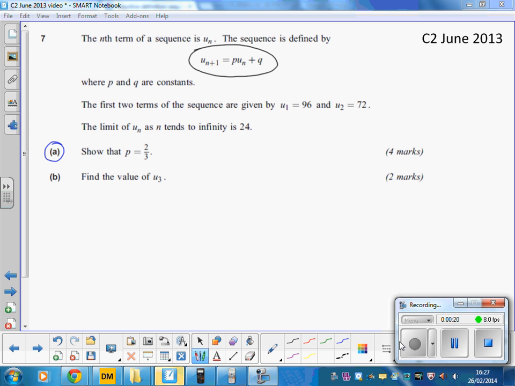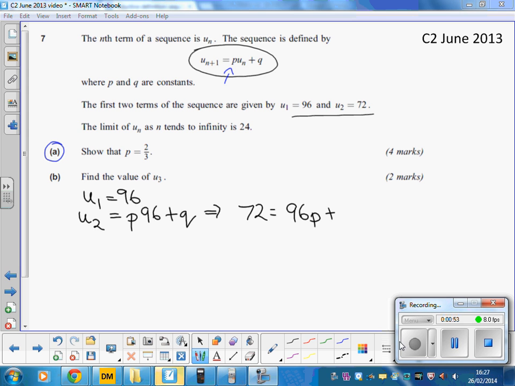in this formula. So here's P. Okay, well, we're going to use the information we've been given. What have we been given? Well, we've been told the first two terms of the sequence. So we know U1 is 96. Using the formula, we know U2 is going to be P times U1 plus Q. Okay. So that means we know U2 is 72, so we know 72 is 96P plus Q.